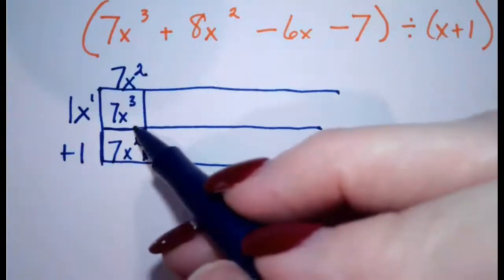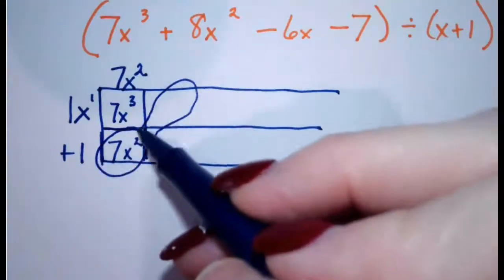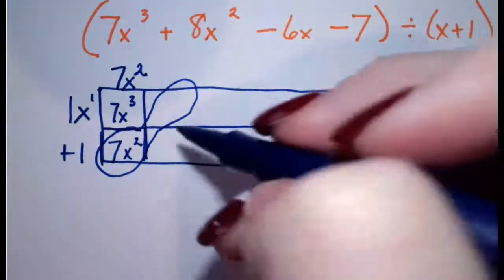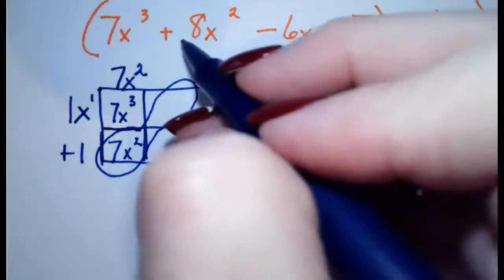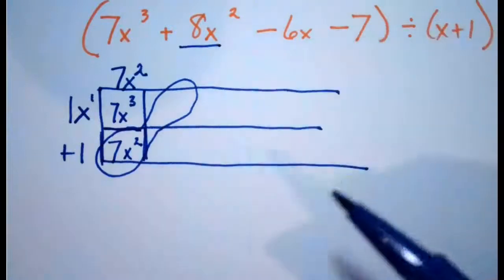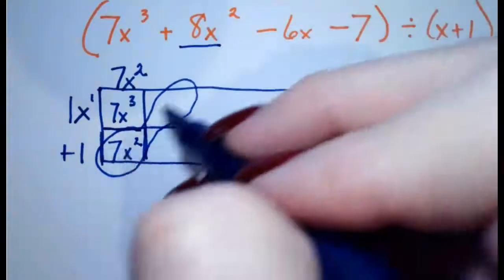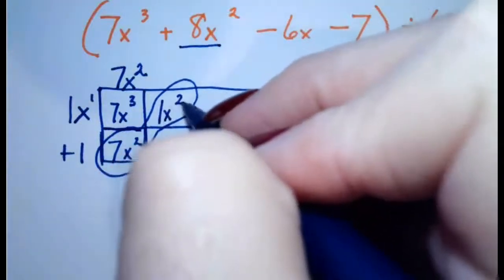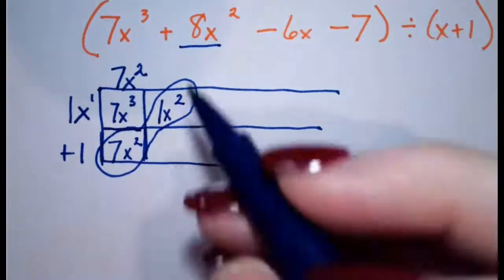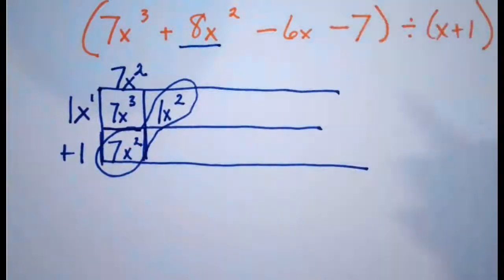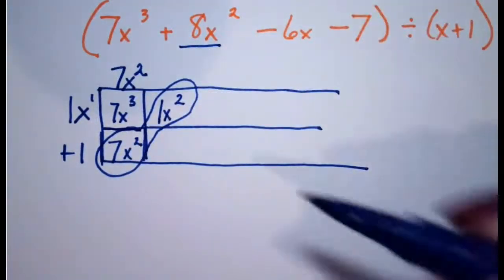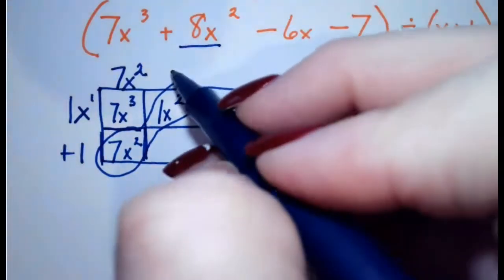Now if you remember correctly, we had peanuts in our other one, and we said, okay, this peanut has to add to 8x squared. So what would go in the peanut to make this add to 8x squared? 1x squared. Now I have a 7x squared and a 1x squared, and now I have 8x squared. So I'm going backwards again.